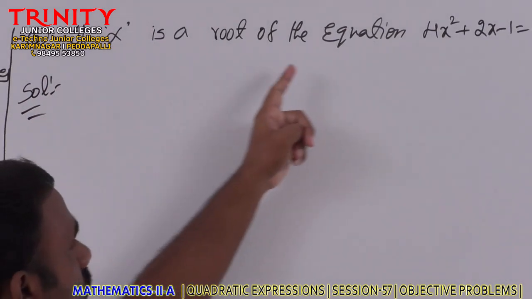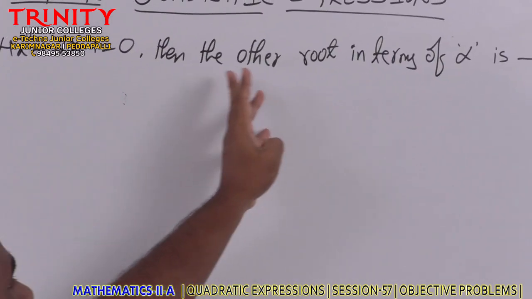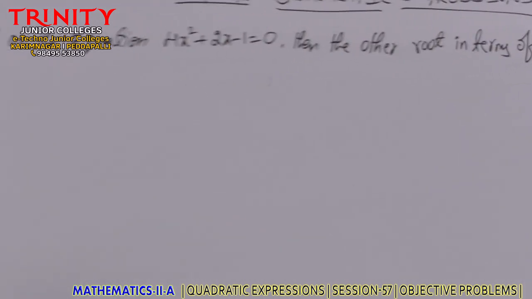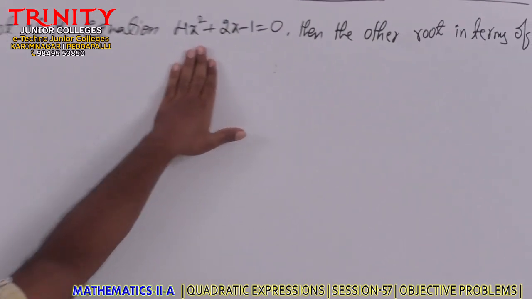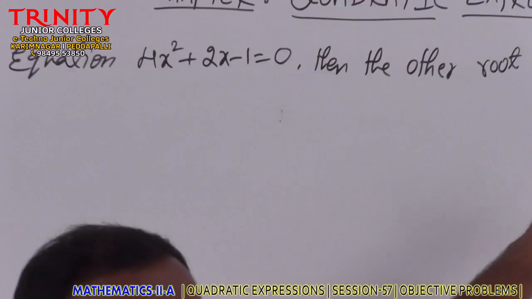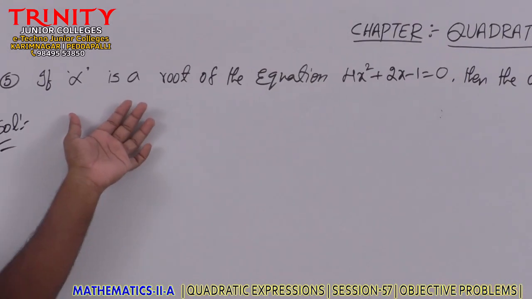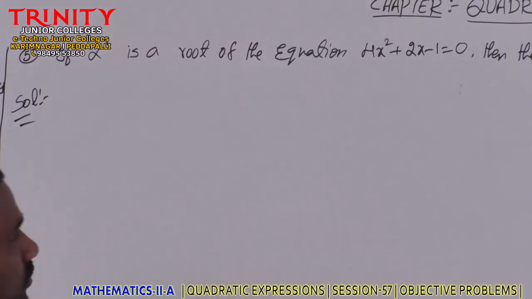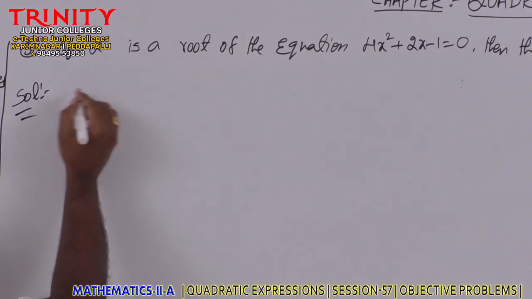If alpha is a root of the equation 4x square plus 2x minus 1 equal to 0, then find the other root in terms of alpha. He was asking the other root. Alpha is a root of this quadratic equation. It has two roots, in that one root is alpha, then the other root. First of all, we don't know the value of alpha. First we have to calculate the value of alpha, from that we can convert the second root in terms of alpha. First we have to calculate what the roots of this quadratic equation are.